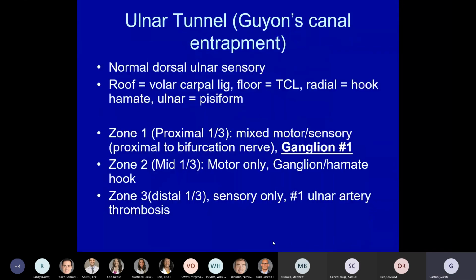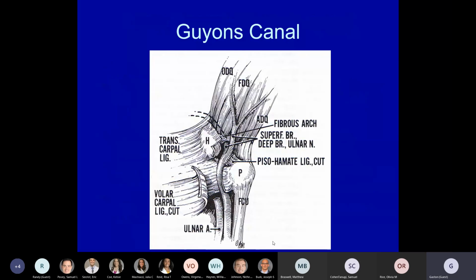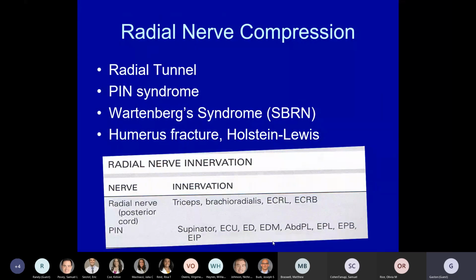Radial nerve. And one other thing I didn't put on here is cyclists will get Guyon's canal entrapment of their ulnar nerve. So if they give you a cyclist with things that sound like cubital tunnel, be thinking Guyon's canal. I'm not sure if that one's been asked or not.